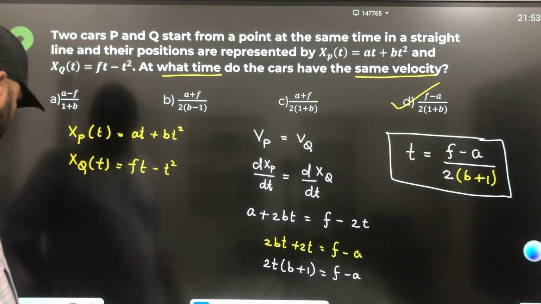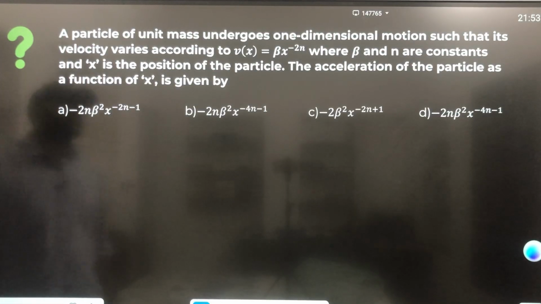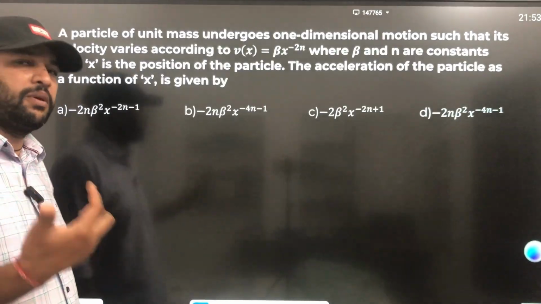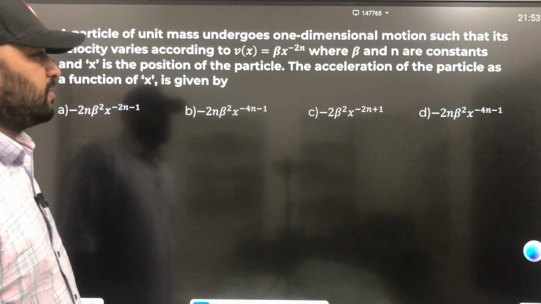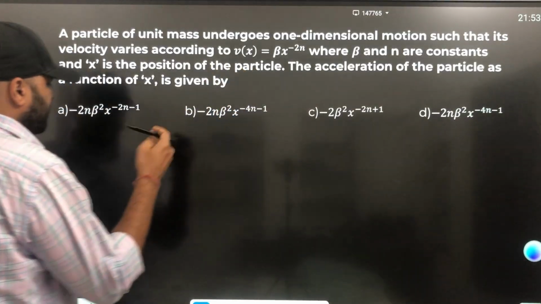Great. Let's see our next problem. Our next problem says, here it is: a particle of unit mass undergoes one-dimensional motion. One-dimensional means it is moving along the x-axis, or it may be along the y-axis or the z-axis, but in one particular direction. So one-dimensional motion says that its velocity varies according to the velocity function given here.